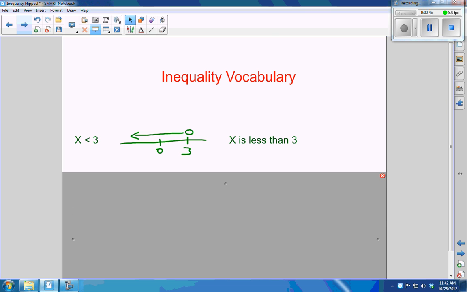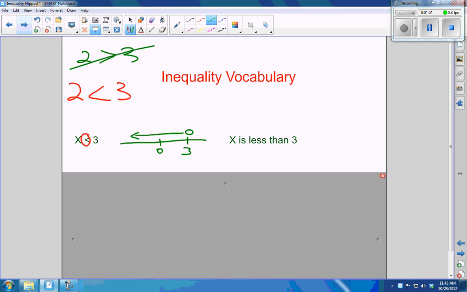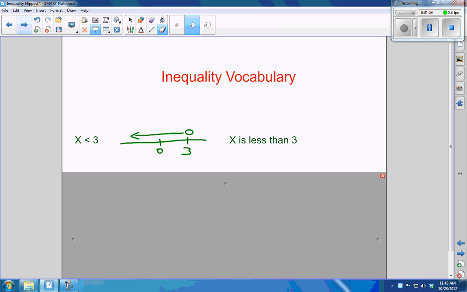The first thing that you need to know is that when you look at your inequality sign, most people think of it as the mouth. The mouth always eats the bigger number. So this would be a correct inequality right here. This, on the other hand, would be an incorrect inequality because 2 is not greater than 3. So even though we're using variables now instead of two numbers, remember, the mouth eats the bigger number.